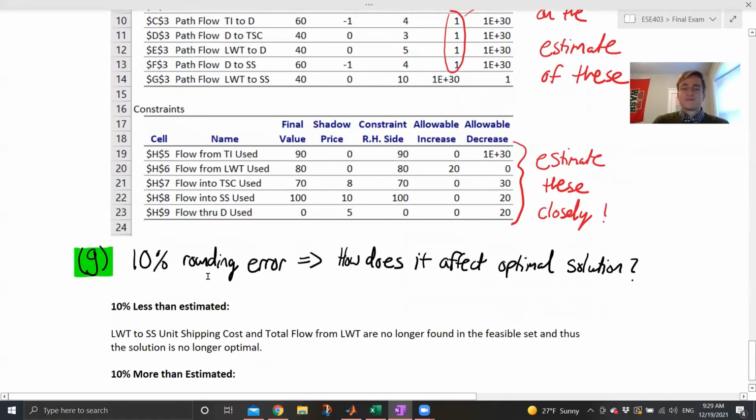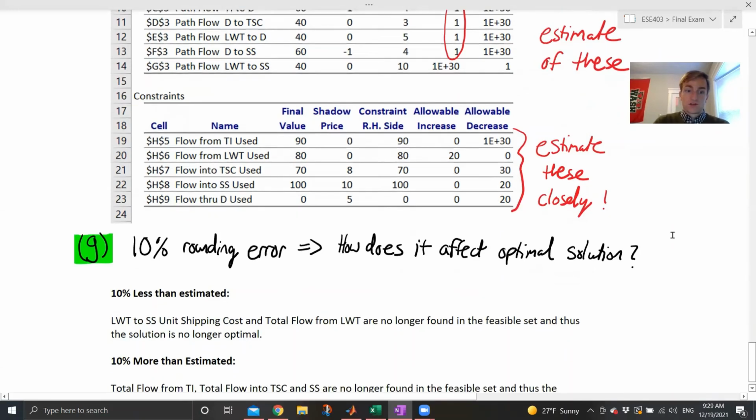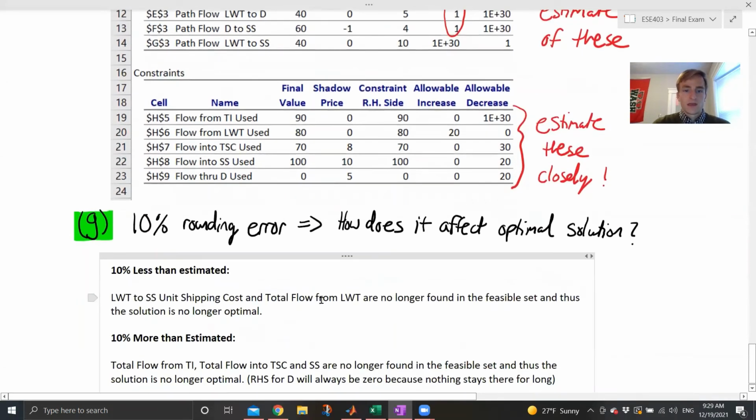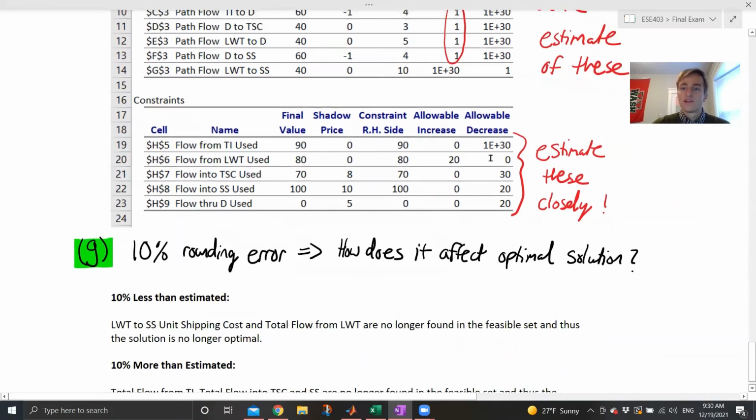And so the final part is similar, it's just asking about rounding. If there's a 10% rounding error on any of these constraints, how does it affect the optimal solution? So in the case of a 10% less than estimated value, so if you calculate a value like what I just displayed and it's actually 10% less than what you estimated, the following, Liberty Water Tank to Southern States unit shipping costs, that's right here, and total flow from Liberty Water Tank, that's right here, are no longer found in the feasible set, and thus the solution is no longer optimal because we have an allowable decrease of 0.